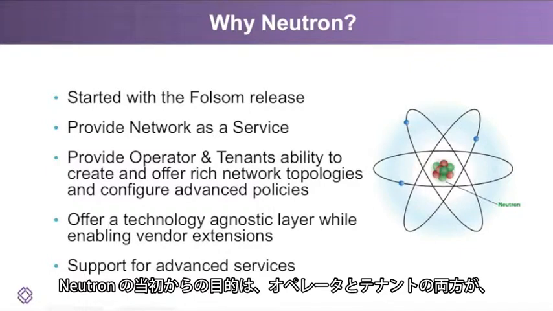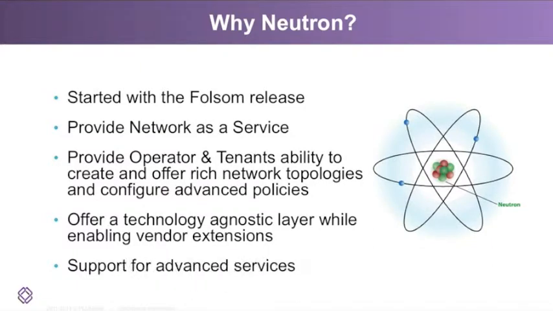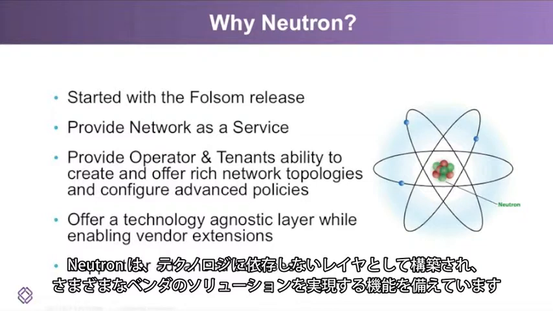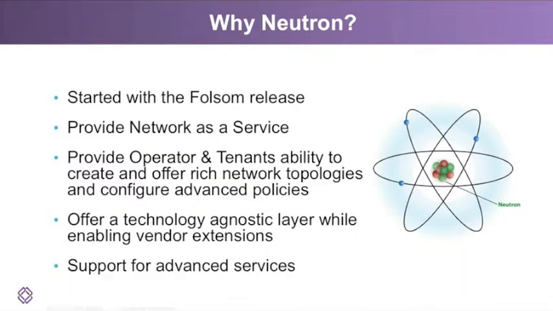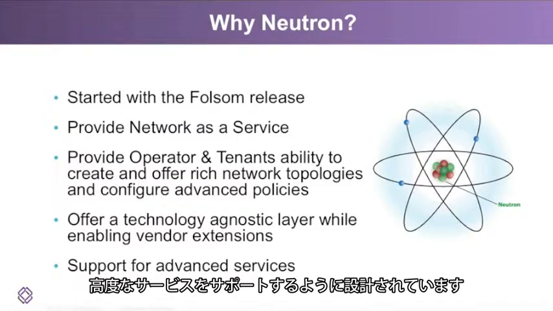Its goal from the get-go has been to provide both operators and tenants with the ability to create rich and complex network topologies and to configure advanced policies. Neutron was built as a technology-agnostic layer with the ability to enable different vendors' solutions. Neutron was also designed for support of advanced services like load balancer as a service, firewall as a service, or VPN as a service.